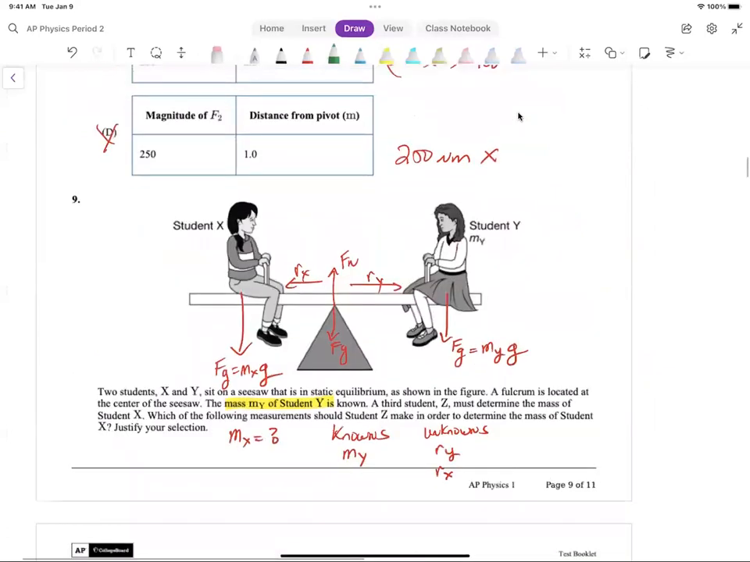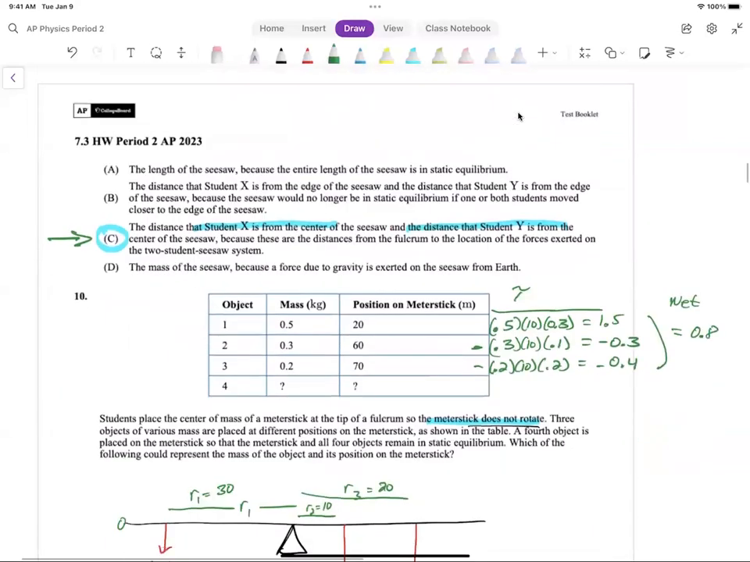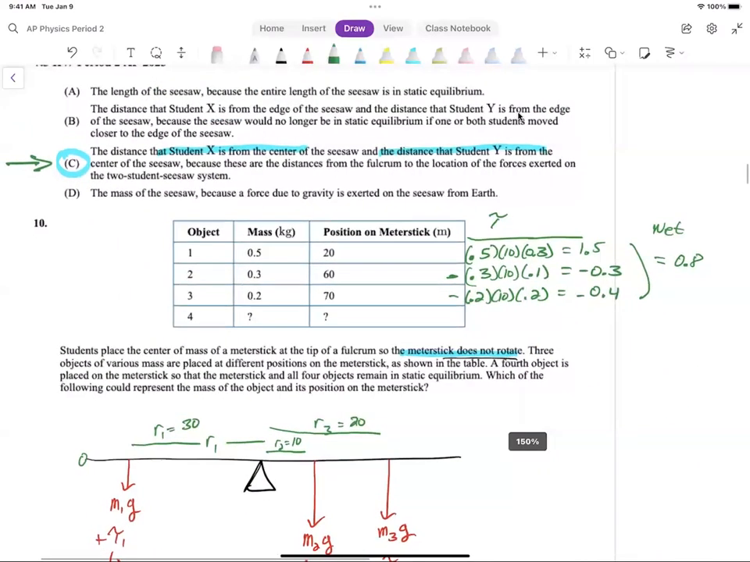Okay, situation, I have a student X, student Y. They are sitting on a seesaw, and they tell me that I know the mass of student Y. I don't know anything else, and I want to know how to find the mass of student X. Well, in order to set the torques equal to one another, I need to know the torques, and I also have to know the distances. So the thing that I need is the distances away from the center of the seesaw where the students are located.